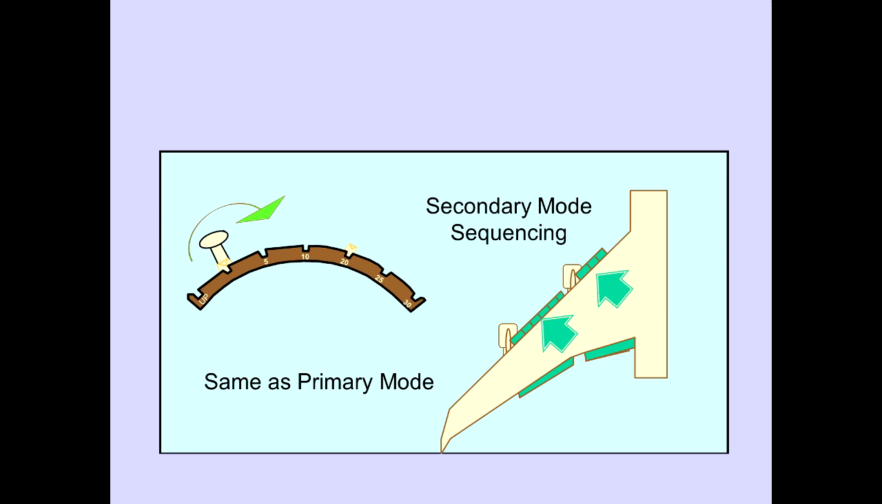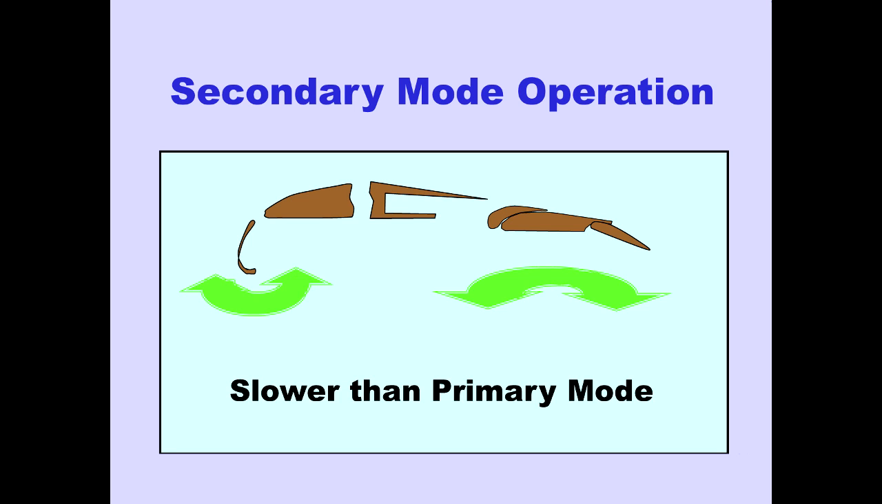Flap sequencing in the secondary mode is the same as in the primary mode. Secondary mode operation with electric motor drive is much slower than primary mode operation.